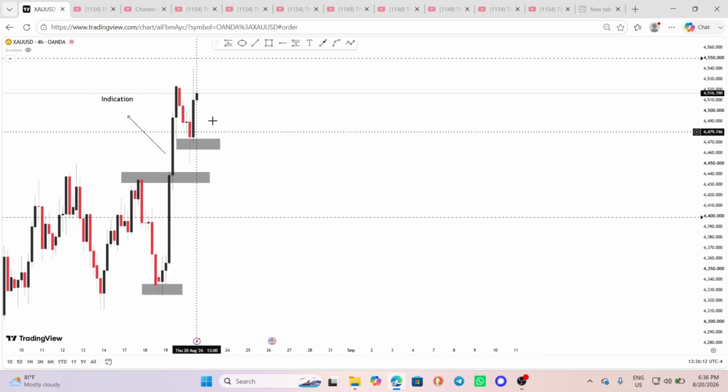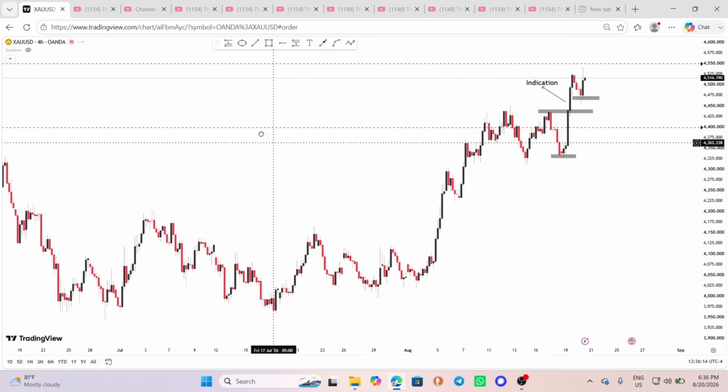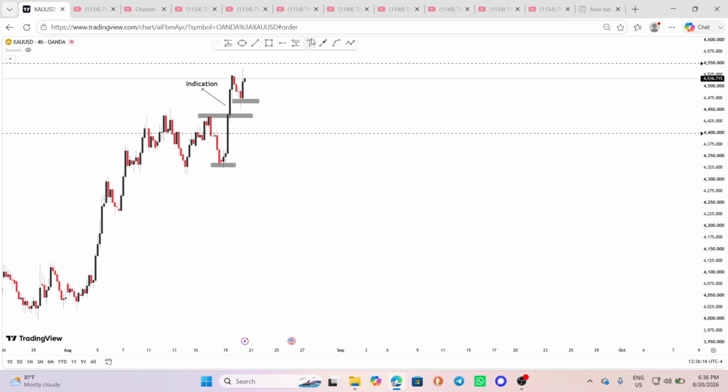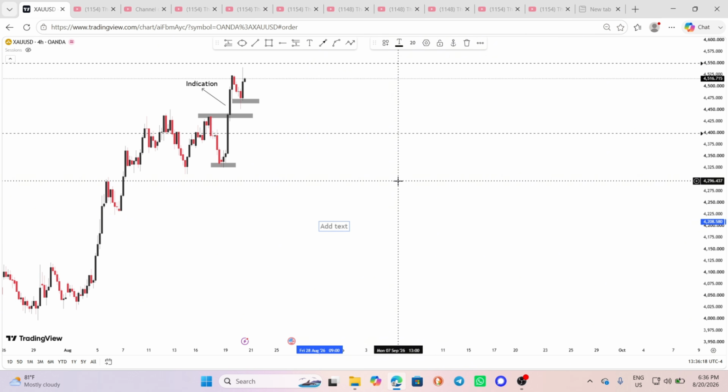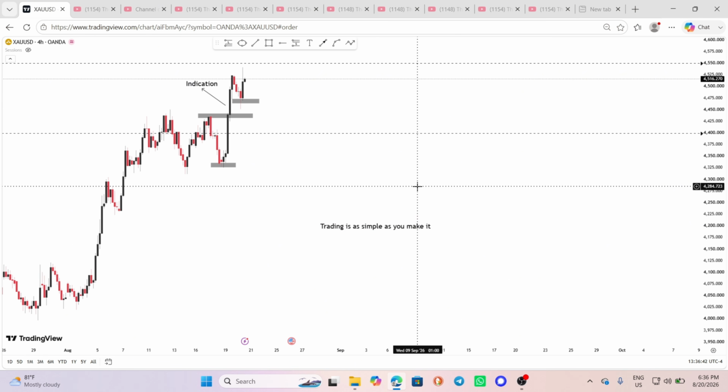Keep this, write this down, put this in your notes. Put this in your notes, please. Trading is as simple. Please, you guys, pardon me. I'm using one hand to type. Trading is as simple as you make it.